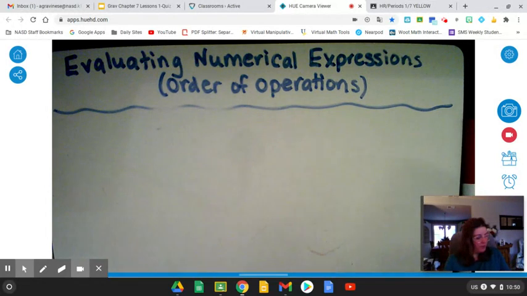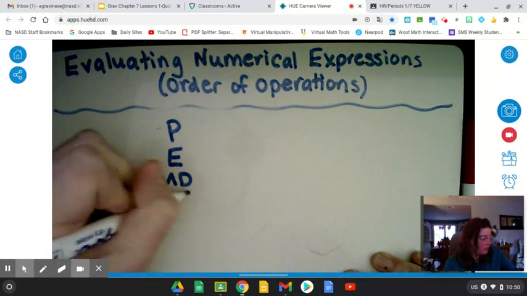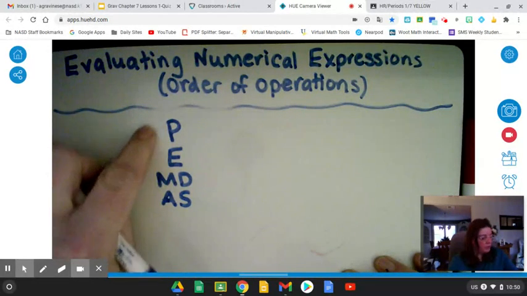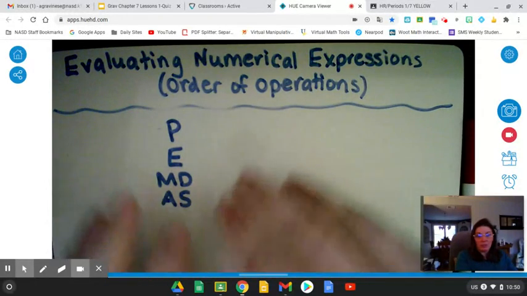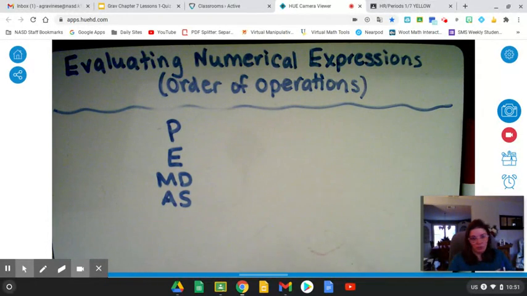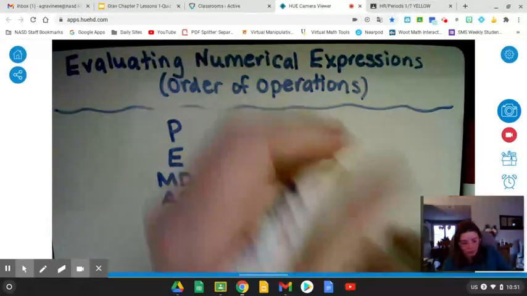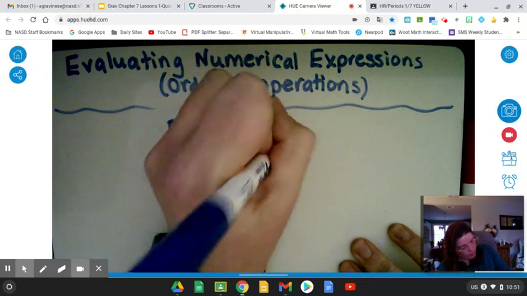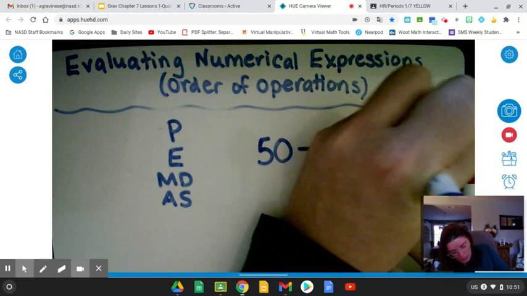The thing with evaluating numerical expressions and using the order of operations is that every problem is unique. Every problem is a little bit different. So there is no one size fits all way to do this. You have to always remember to follow the correct order. So you might be doing things mixed up than you did in a different problem, and that's okay, as long as you follow this set of directions. So for this example, 50 minus 20 divided by 2 times 3.